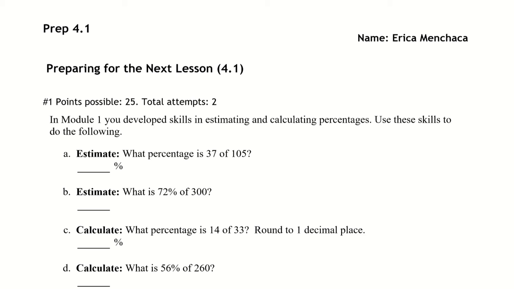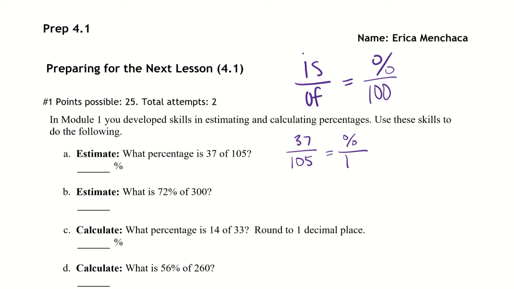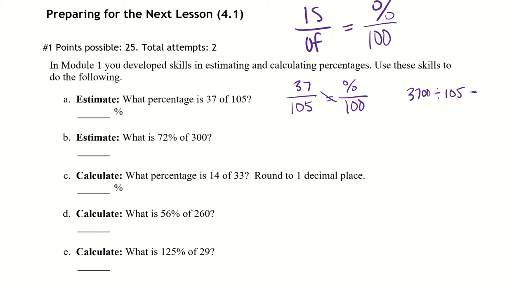In the next lesson, we're going to be using those skills that we helped develop about our percentages. So if I have what percentage is 37 of 105, remember that formula is is over of equals percent over 100, and then solve. So is 37 of 105, we're trying to find the percent, and 100 always goes there. So then cross multiply and divide. So I'd have 3700 divided by 105, and then that would give me the percent. Round to whichever decimal place it says.